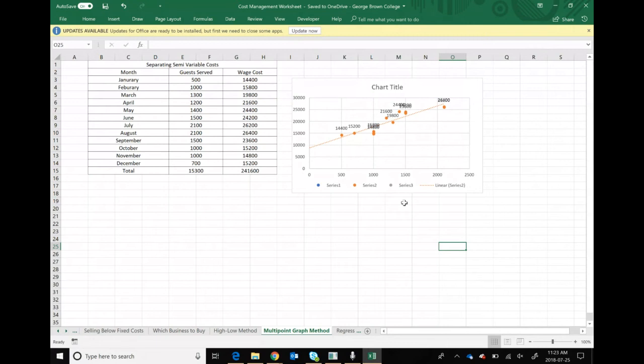The logic is sound, is that if our labor should follow a relatively linear line, as is a variable cost, right? MX plus B, MX being the variable portion of our labor, B being the y-intercept, is also the fixed cost portion of our labor. So I get the logic, it makes sense, but I don't think you'll probably be using this very much.